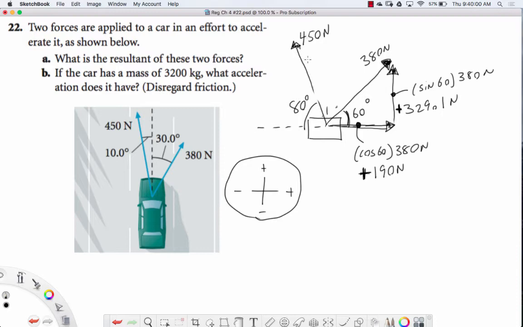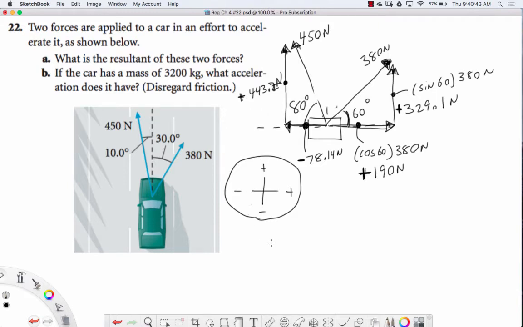Okay, now let's do the 450. The 450 has an x component, and there is a y component, like that. So the x component, you're going to do cosine 80 times 450. This guy works out to be 78.14. But he's negative. Why is this guy negative? Because which way does he point? To the left. So you got to make him negative. And then this y component of the 450 is 443.2, and positive because it points up.